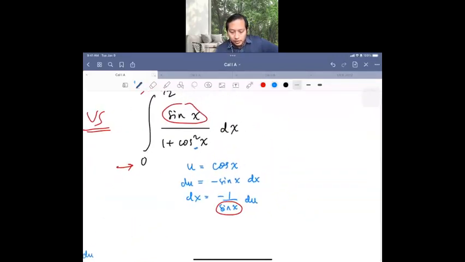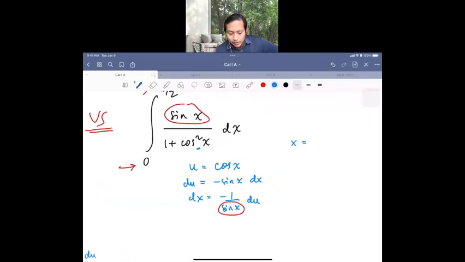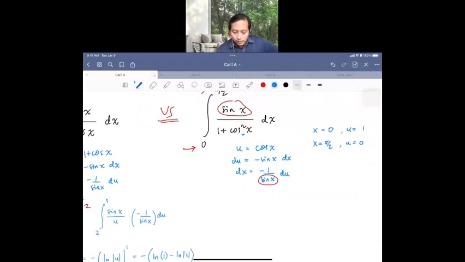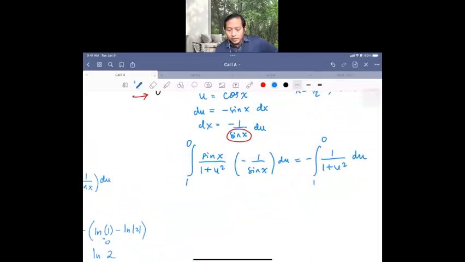So let's just write, oh, don't forget to check the endpoints. When x is 0, then u is cos 0, which is 1, right? And when x is pi over 2, u will be 0. So we will have integration from 1 to 0, changing everything to u. So sine x over 1 plus u squared, this will be negative, the integral from 1 to 0 of 1 over 1 plus u squared du.